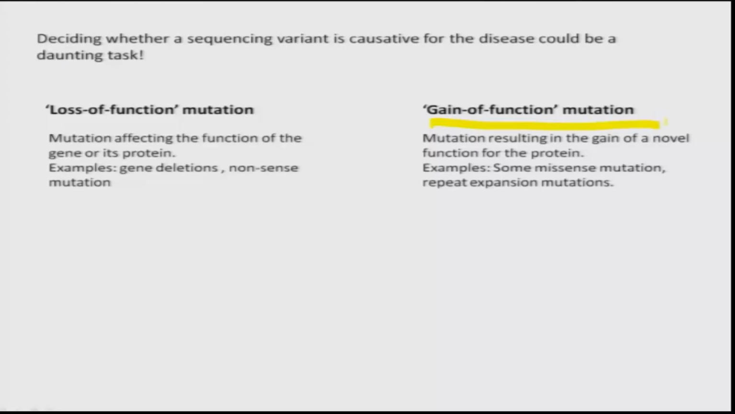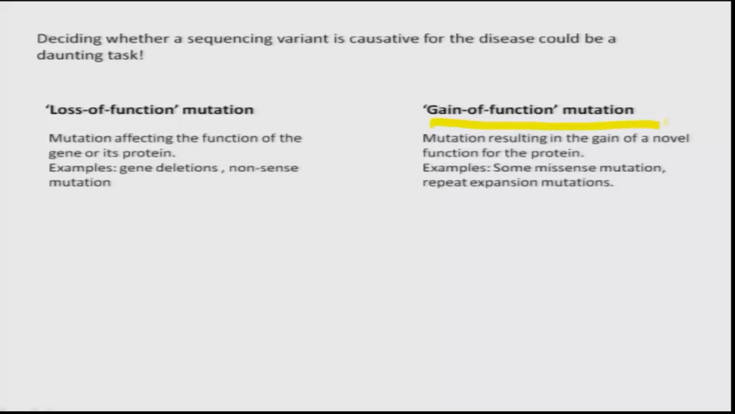So, as we discussed, gain of function mutations often result in gain of a novel function. The mutant version of the protein now gains a novel function, and the novel function could be not good for the cell. As a result, you have the disease. For example, some missense mutation may lead to a property wherein the protein doesn't fold properly and they aggregate, and these aggregates could be toxic. This is an example I had given.